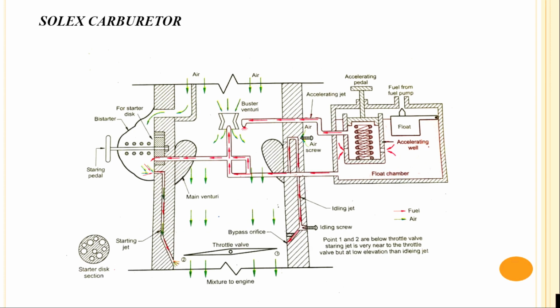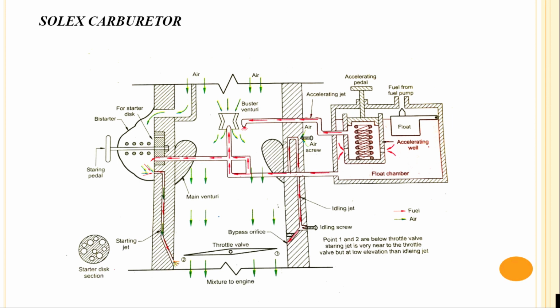Now this is the line diagram of the Solex carburetor. The Solex carburetor is also known as the constant choke type carburetor.